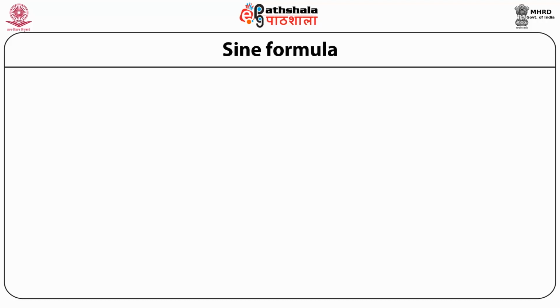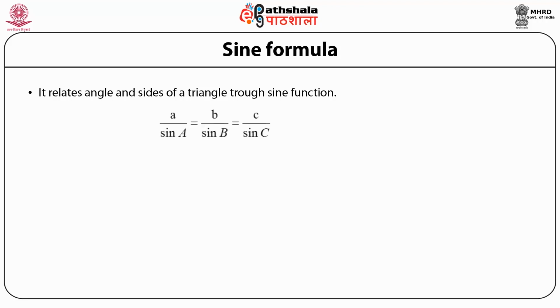Sine formula. This relates the angle and sides of a triangle through the sine function. This is one of the formulas where we can find other angles and sides. So a divided by sine A is equal to b divided by sine B is equal to c by sine C. So if you know one of them or two of them, you can find the others, or at least find the relationship of the others.